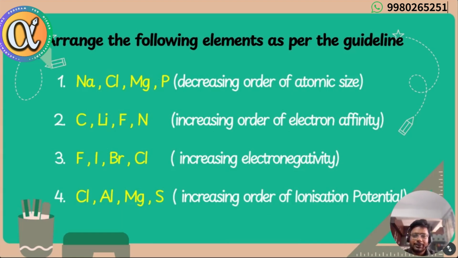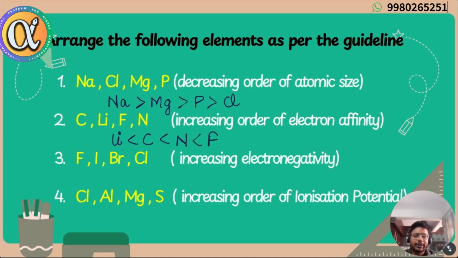Okay. Let's see the next type of question. Arrange the following elements as per the guideline. Sodium, chlorine, magnesium, phosphorus. Decreasing order of atomic size. Decreasing order, bigger to smaller. Sodium, magnesium, phosphorus, then chlorine. Next, increasing order of electron affinity. First is lithium, then carbon, then nitrogen, then fluorine.